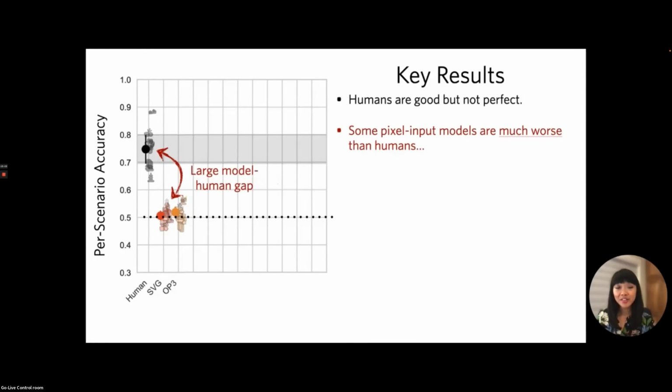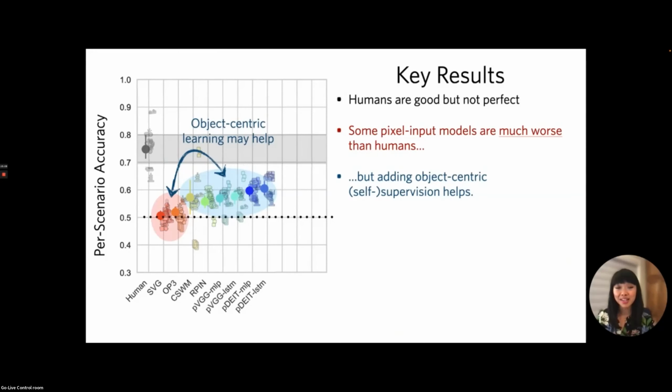Second, none of the computer vision models we tested came close to human performance, though some were significantly better than others. In particular, models that receive supervised or unsupervised training signals related to objects, rather than simply predicting future pixels of a movie, achieved higher accuracy. This suggests that explicitly abstracting away from the pixel level might be important for physical understanding.